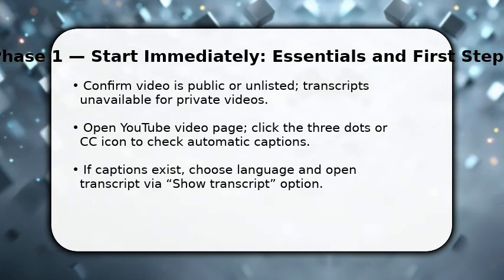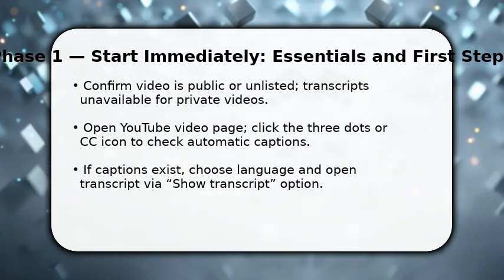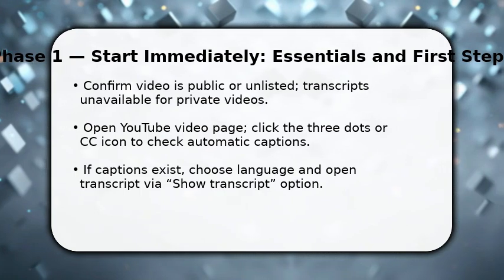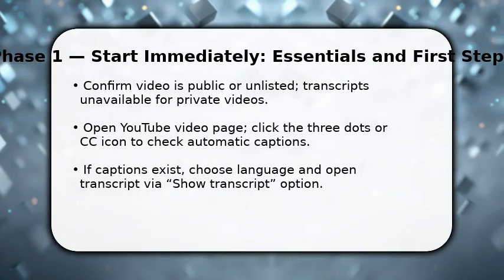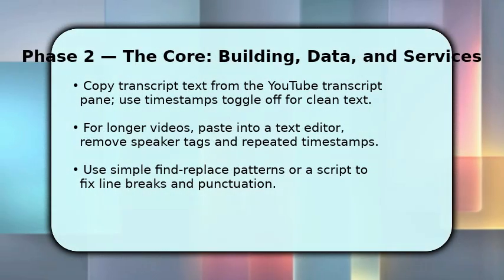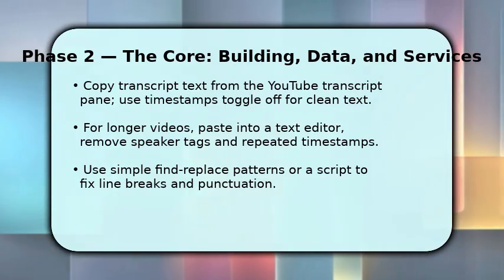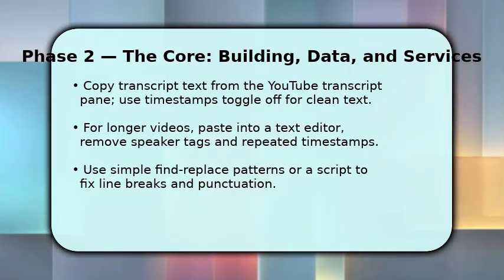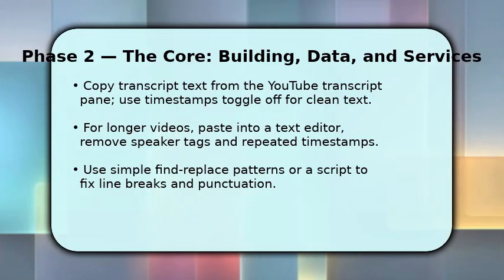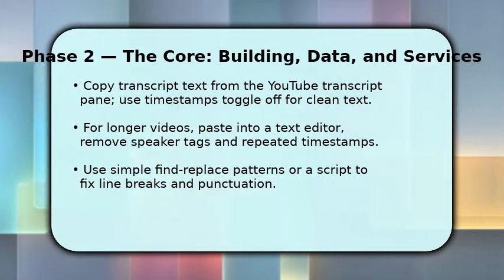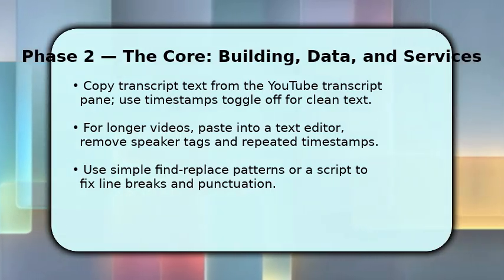If the option is missing, prepare to use alternate methods. Later steps explain when to use auto-caption downloads or third-party tools. Once you have the transcript pane open, toggle timestamps off to simplify copying, then select and copy the full text. Paste it into a plain text editor to remove leftover formatting.